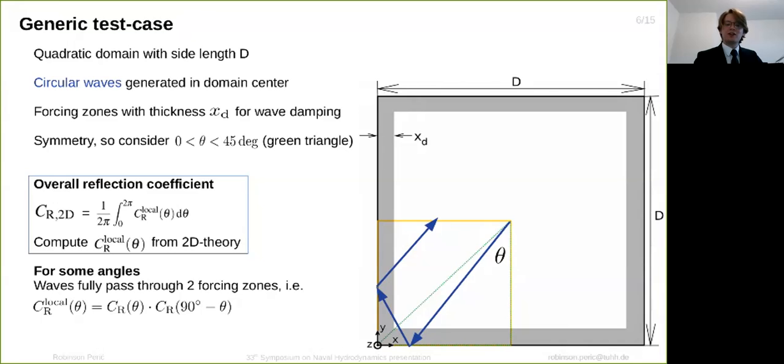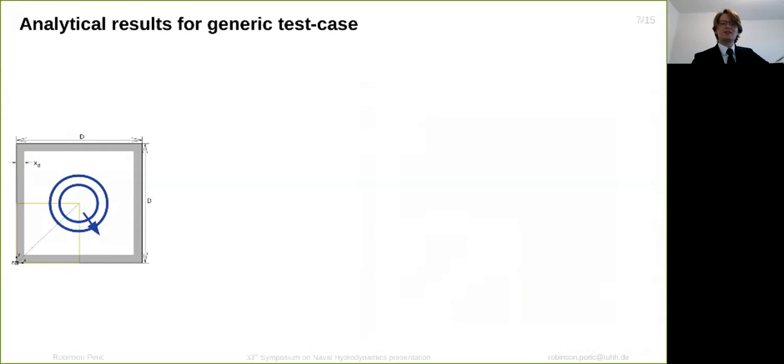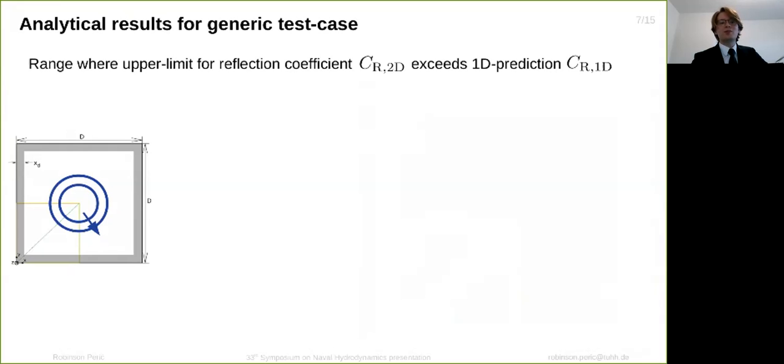And if we take this into account and select suitable ranges of angle theta, we can derive an analytical upper and lower limit for the overall reflection coefficient for this generic test case, CR2D. And let's look at some analytical results for this test case. In the following plots, I will show where the upper limit for the reflection coefficient CR2D, so for our generic test case, where it exceeds the 1D theory prediction CR1D.